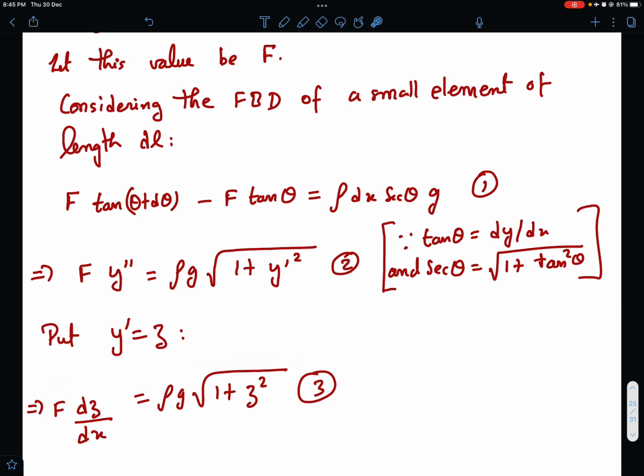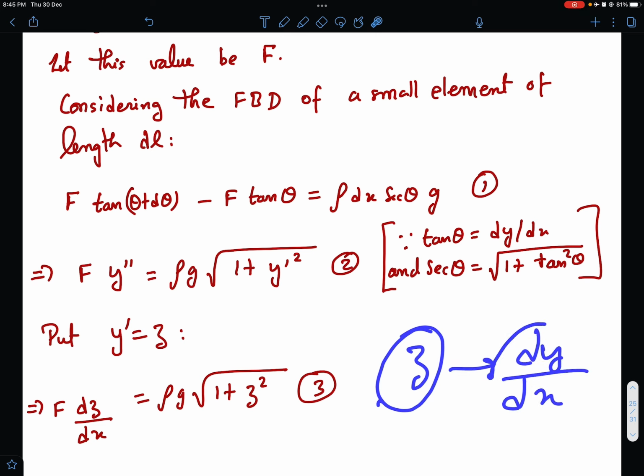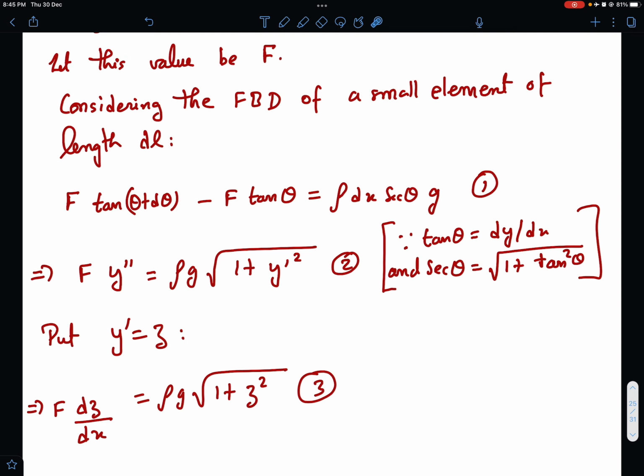If I am able to integrate this properly, then I'll be able to get z, and once I get z, I can write z as a function of x, then I can write z as dy by dx, and then in principle I can get y as a function of x. So I hope the roadmap is clear, and now I just need to do the maths properly.